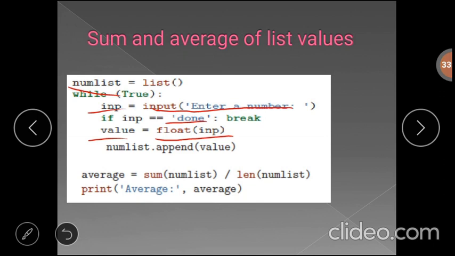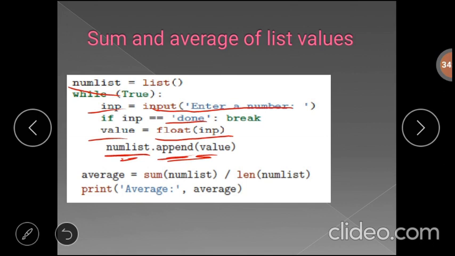Then one by one we have to append the elements to the num list. For that, here we are using the append method. Read the input, convert that to float, then copy that value to the list. Initially that num list is empty, and you can append any number of values to that list.